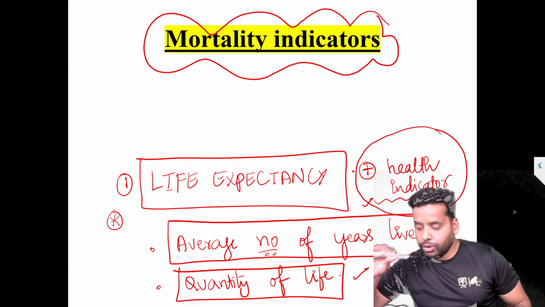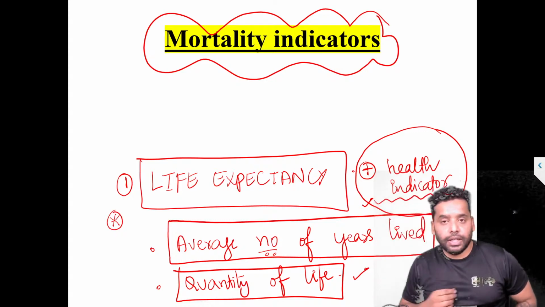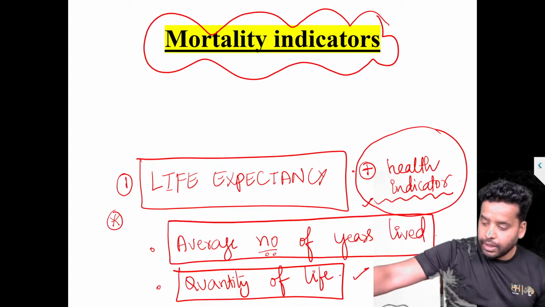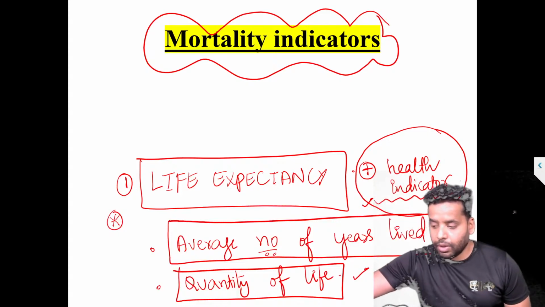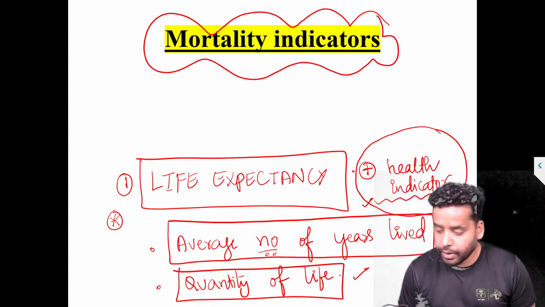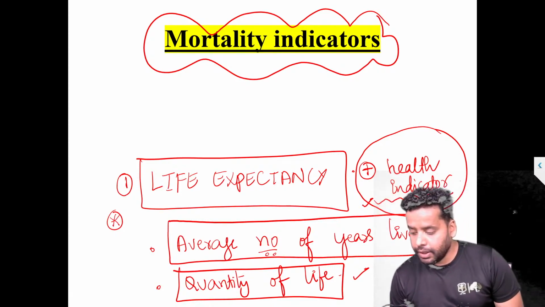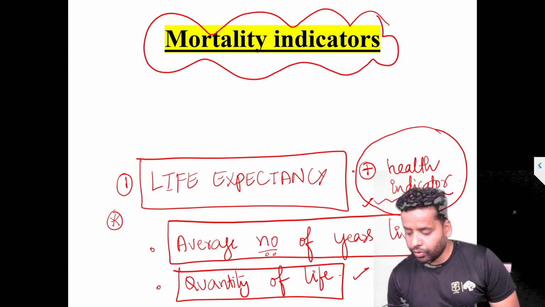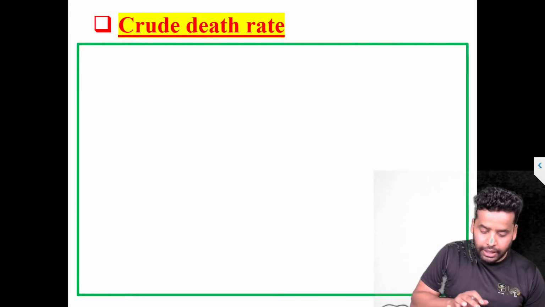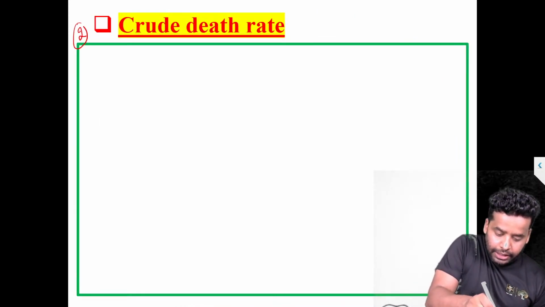So tell me again, true or false: life expectancy is a mortality indicator. True. Correct. Very good. The second mortality indicator is crude death rate.